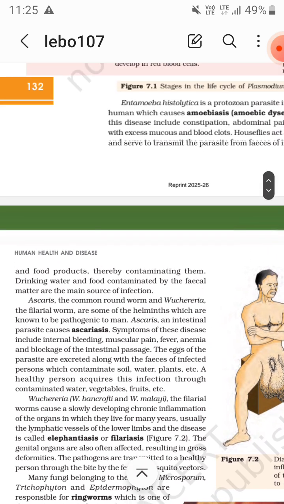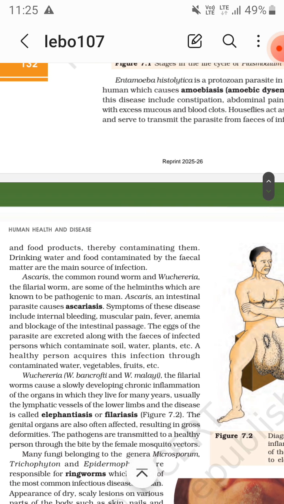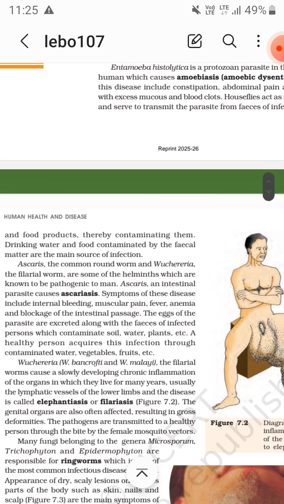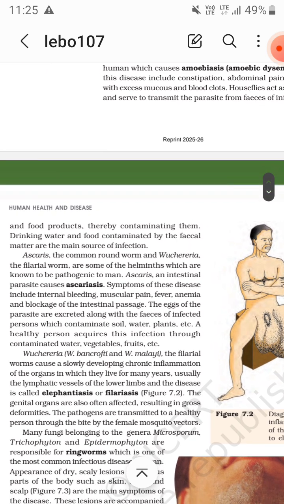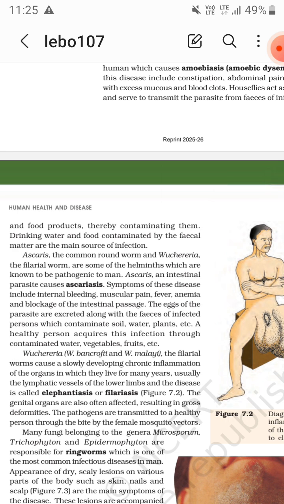Now, ascariasis. Ascaris is the common roundworm, and Wuchereria the filarial worm. So Wuchereria causes elephantiasis, filariasis, and Ascaris causes ascariasis, which is a roundworm. Ascaris is an intestinal parasite.